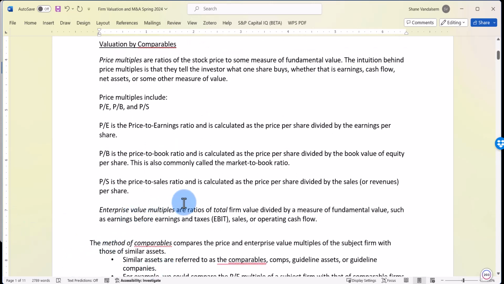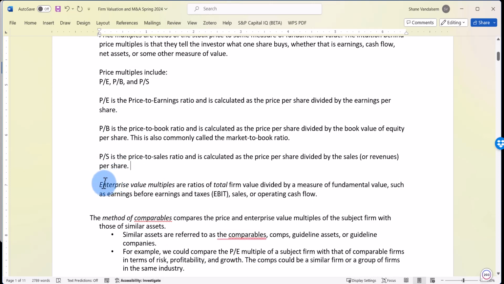I'm going to go through a couple of examples of the price to earnings ratio and talk a little bit about the weaknesses of the price to earnings ratio and the price to book ratio, things that we can look for. The last item I have on here is enterprise value multiples. They're ratios of the total firm value divided by some measure of fundamental value, such as earnings before interest and taxes, sales, or operating cash flow.